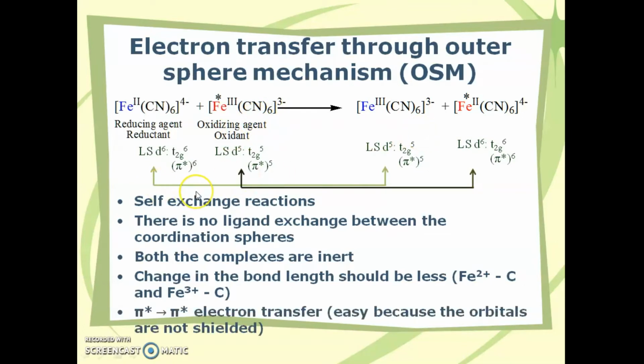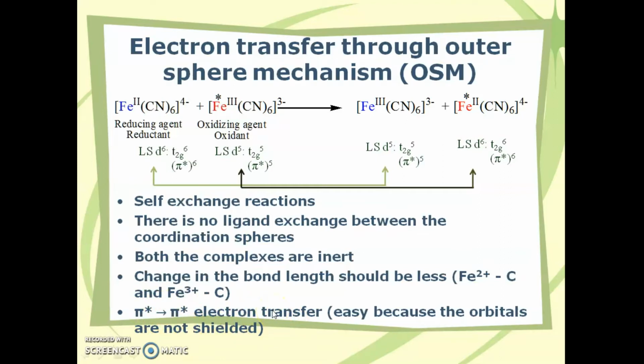And the last one that we have observed here is that there is a transfer of electron from pi star orbital to pi star orbital. That is, the electron is lost from the pi star orbital and it is gained in the pi star orbital, because this pi star electron transfer is easy, because these orbitals are not shielded. And here I want to make a note that these are called electron transfer reactions.